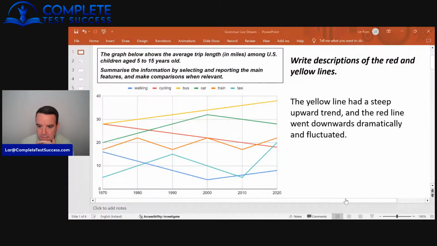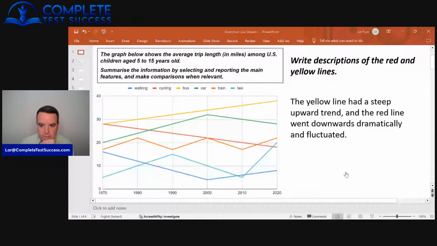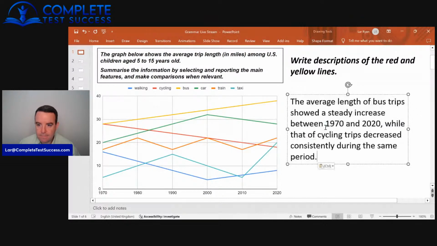And I have a sentence here from Lewis. Okay, so what I'll do is I'll just copy and paste that, and we can look at it together here. Just give me one moment to get myself organized. Okay.